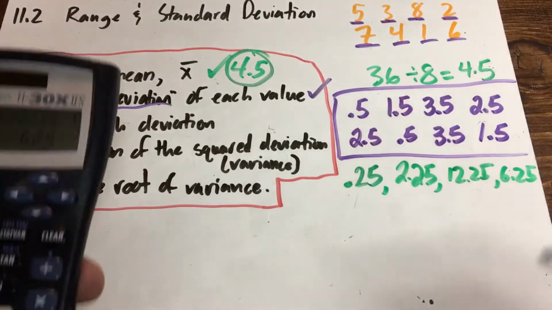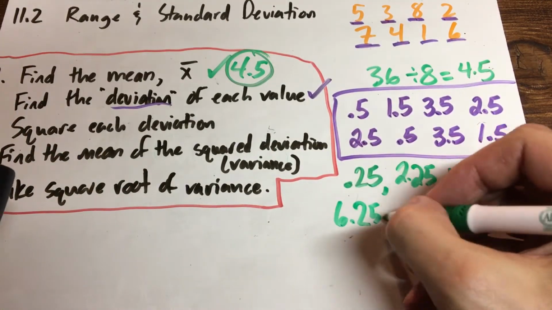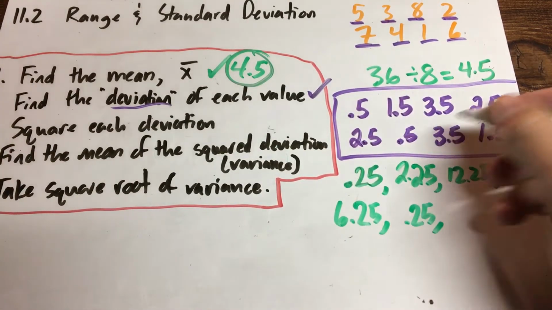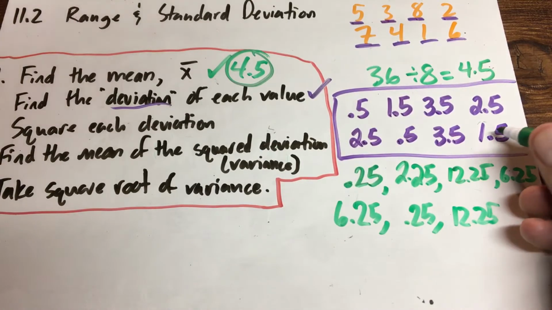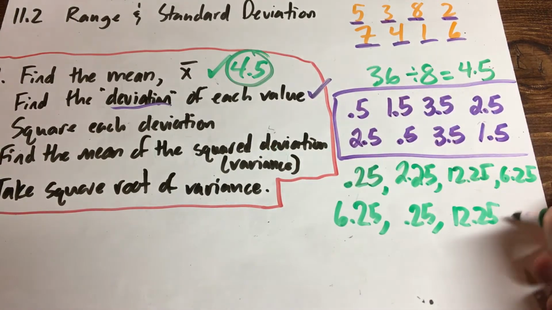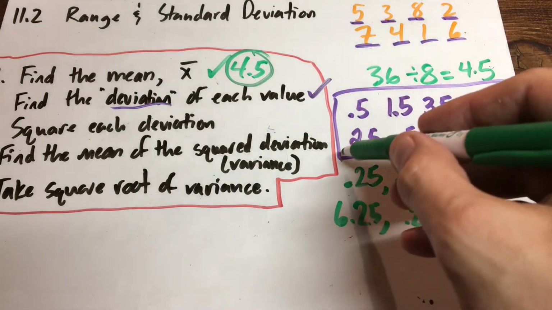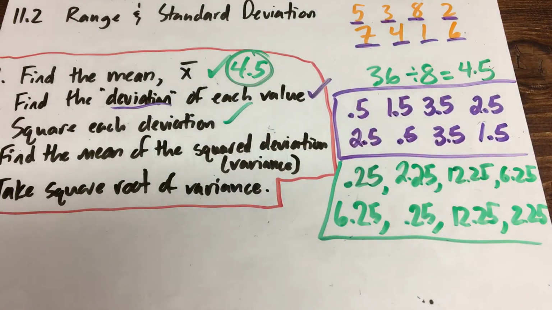Scoot my board over there. This is also 2.5 squared, so it's going to be the same as the last one. 0.5 squared is the same as that one. It's going to be 0.25. 3.5 squared is the same as the one right above it, 12.25. 1.5 squared is the same as this one, so that's going to be 2.25. Okay, so I did that. I took each one of my purple numbers and I squared them. That's this mark right there. That's step 3. Step 4, find the mean of those numbers.